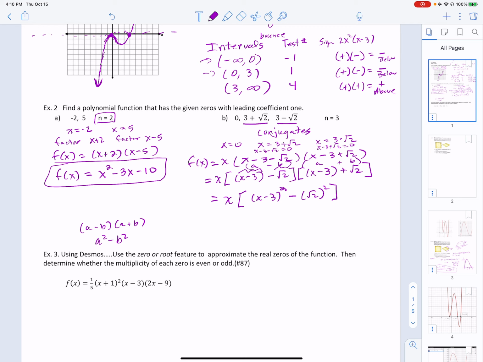So you're just recognizing the first two terms are the same, and the last term is the same, and one's subtraction, one's addition. So it's that special product that becomes just that first term squared minus the last term squared. It just happens that the first term is a binomial.